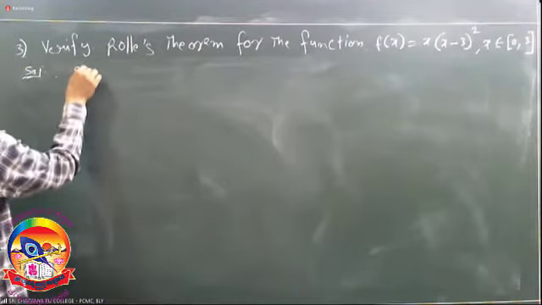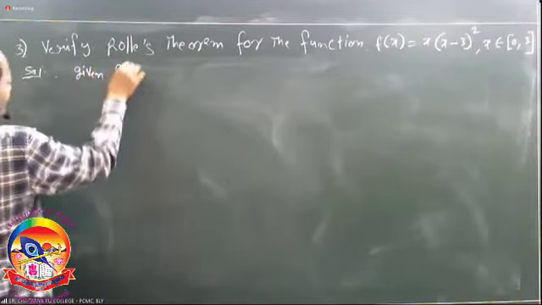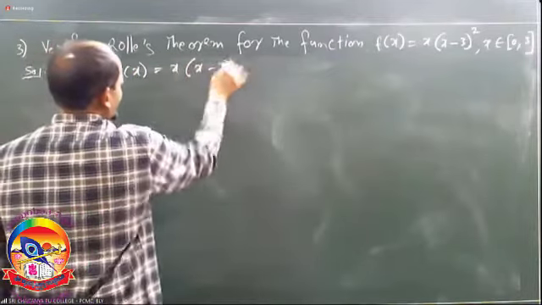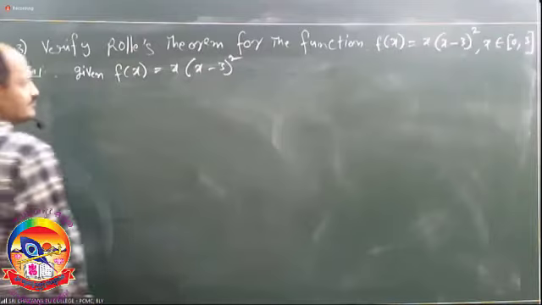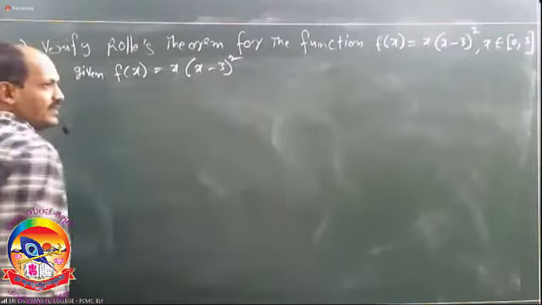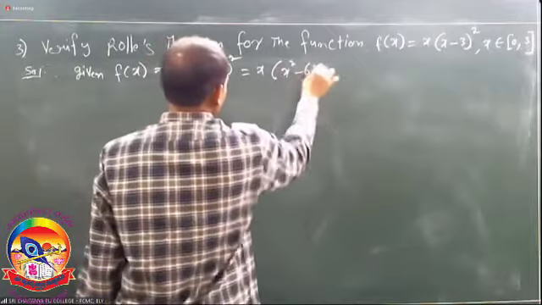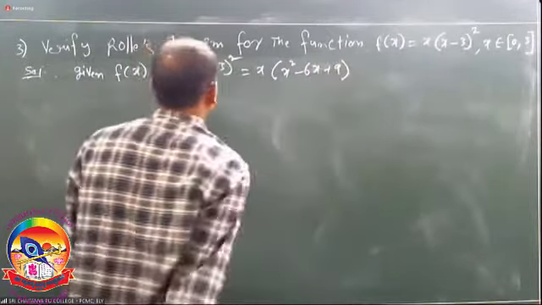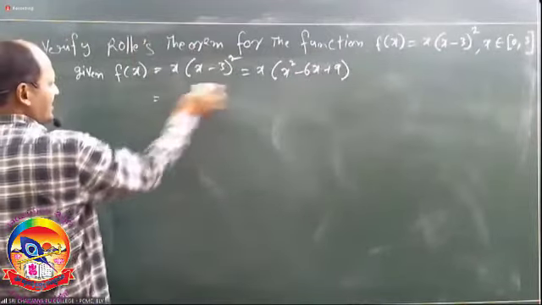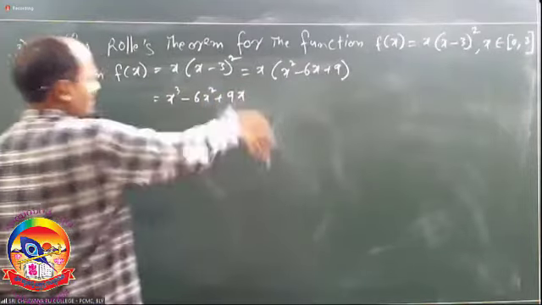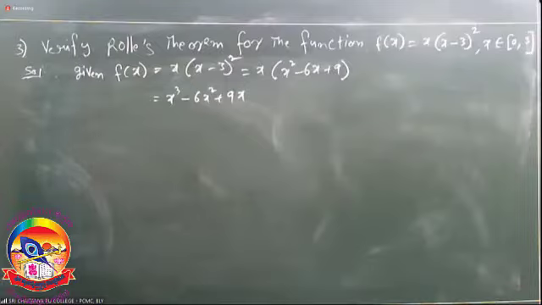Given f of x is equal to x into x minus 3 whole square. Expanding the whole square, x minus 3 whole square is x square minus 6x plus 9. Clearly it is x cube minus 6x square plus 9x. Okay? Next.